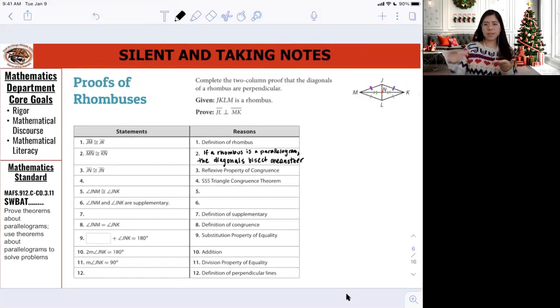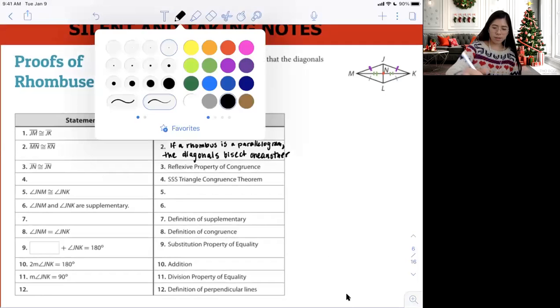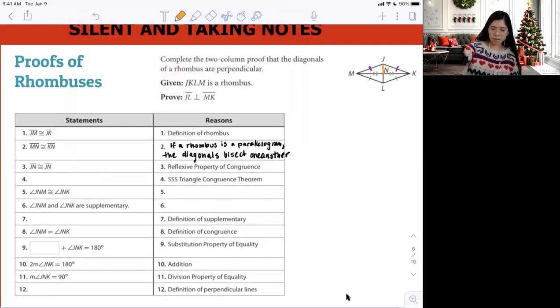So we really want to say the whole theorem the way it's written, because the definition of a parallelogram is a lot of different things. So we want to be specific about which part of that definition we're talking about. So we're talking about the fact that those diagonals will bisect each other. Cool. Okay. So there we have that. Then JN is congruent to itself. Great. There's JN. It's congruent to itself.